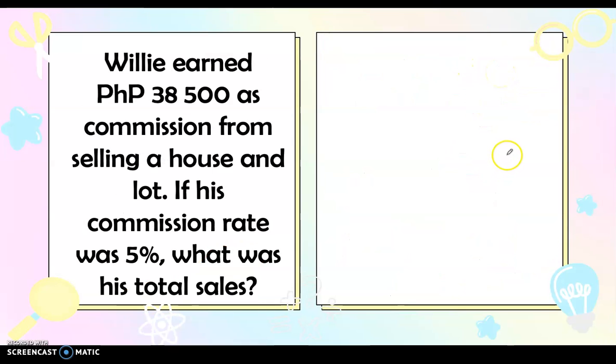Okay, next. Willie earned 38,500 as commission from selling a house and lot. If his commission rate was 5%, what was his total sales? This time the missing value is the base, and for the base we divide percentage by rate. He earned 38,500, that is the percentage for the commission, right? And for the rate, which is 5% or 0.05.